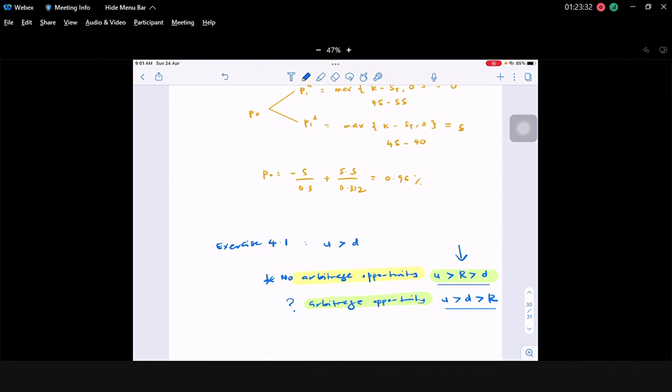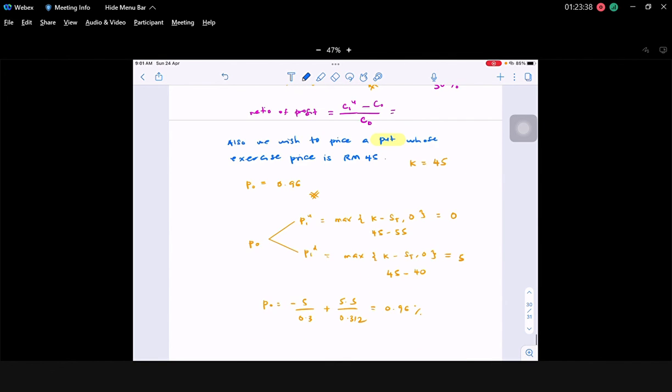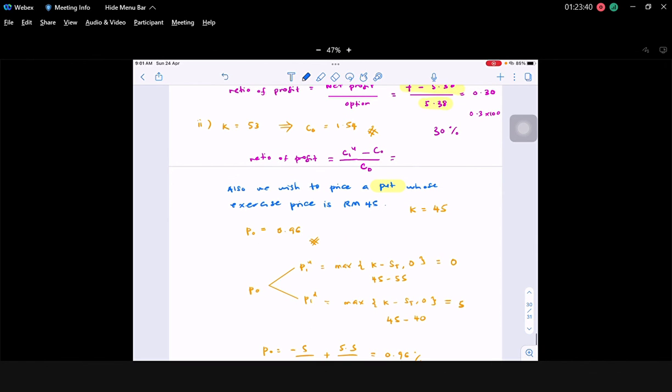Ada apa-apa soalan? Okay. Cuba tengok balik exercises tadi. Straightforward untuk kita tentukan price of option, dan cuba relate juga dengan ratio of profit. Dan juga compare di antara directly deal with buy stock dan juga buy option. Apa dia punya comparison dekat situ, yang mana satu lagi profitable.